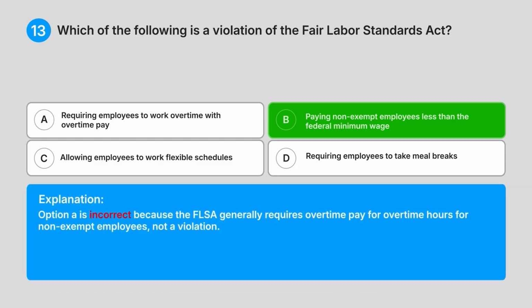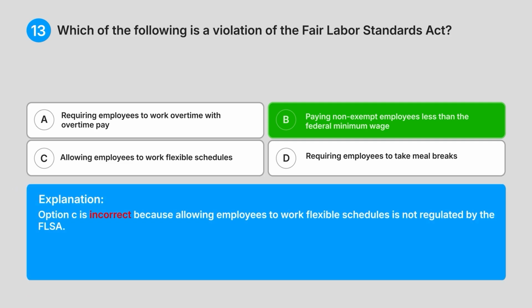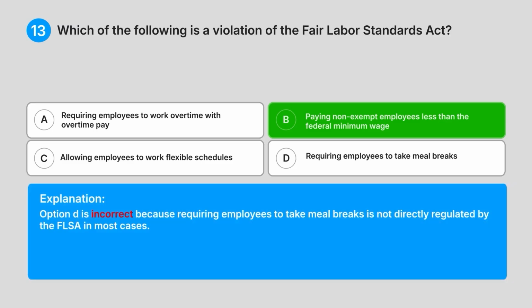Option A is incorrect because the FLSA generally requires overtime pay for overtime hours for non-exempt employees, not a violation. Option C is incorrect because allowing employees to work flexible schedules is not regulated by the FLSA. Option D is incorrect because requiring employees to take meal breaks is not directly regulated by the FLSA in most cases.